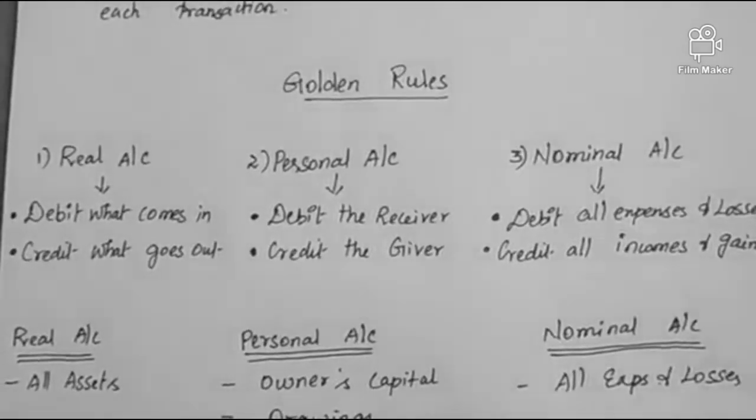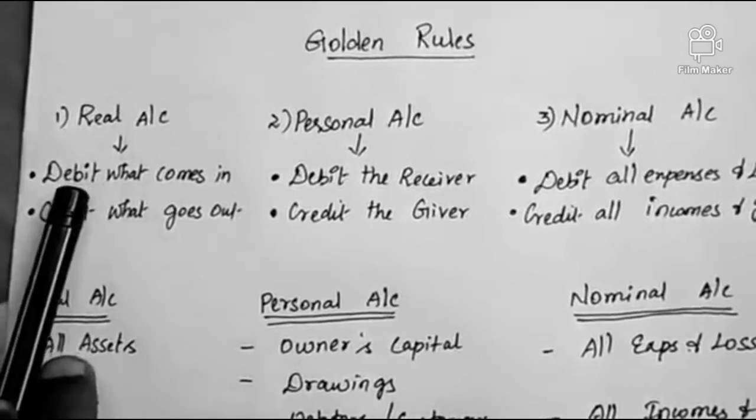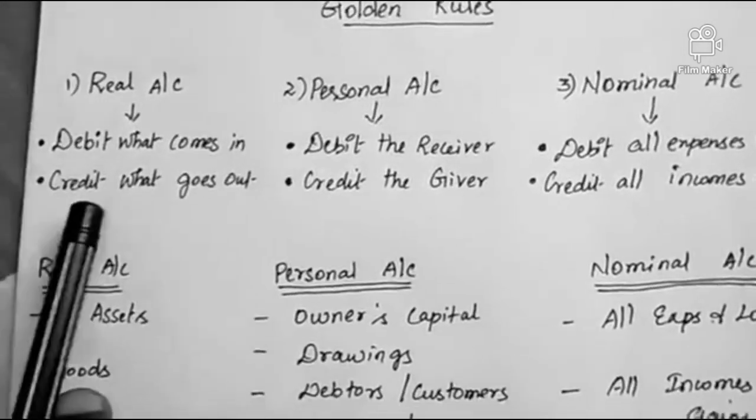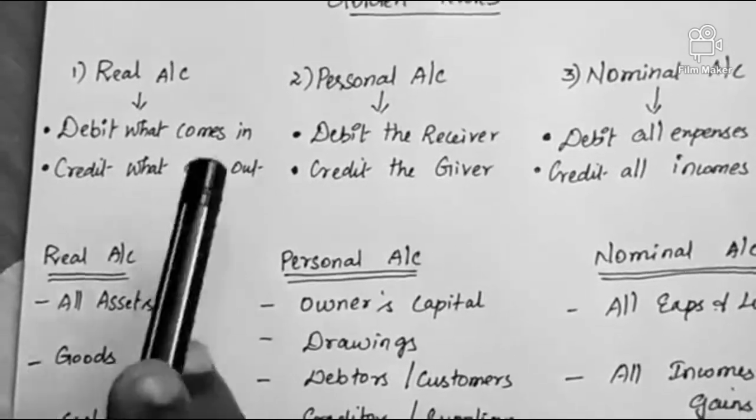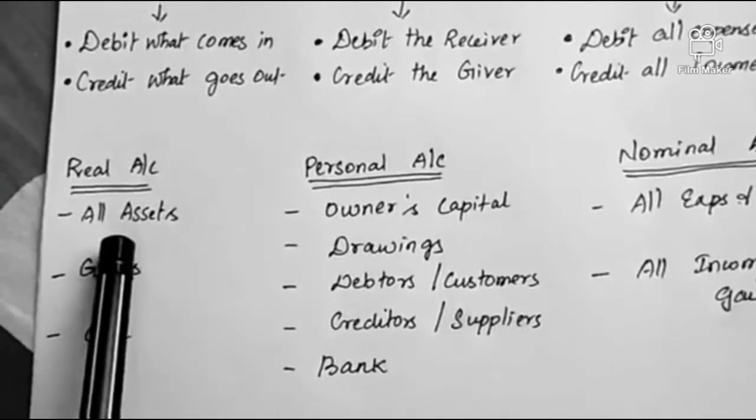So let me explain the golden rule. The first one is real account. The real account rule is: debit what comes in, credit what goes out. I have explained a few examples for real account. Real account is all assets.